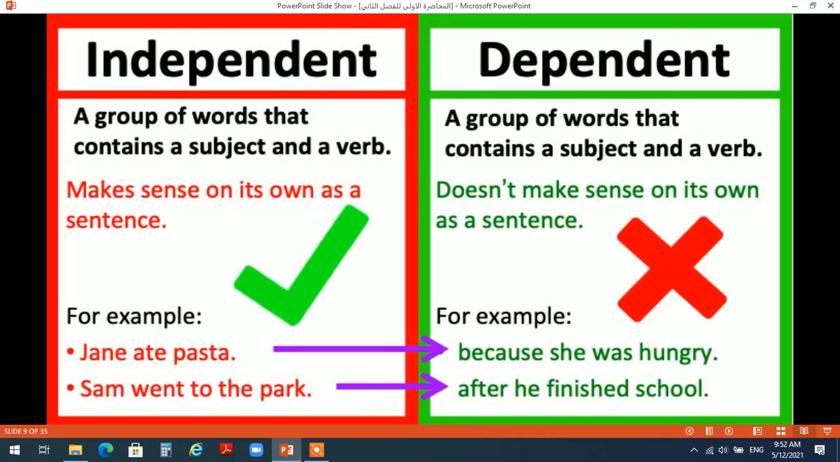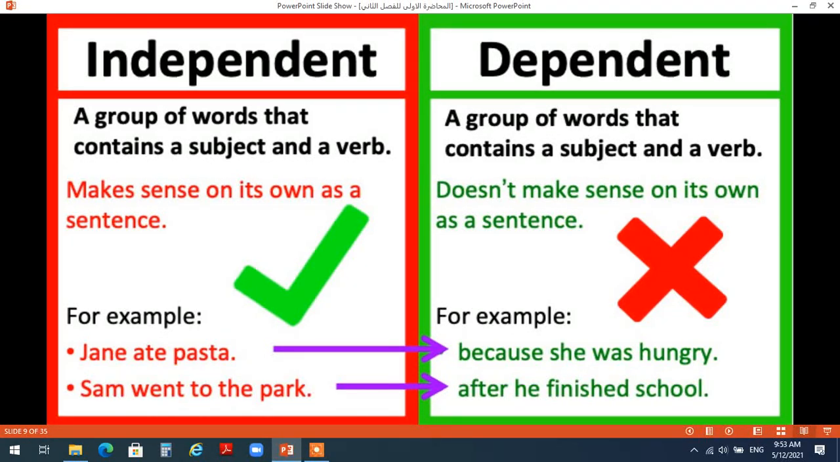For example, Jane ate pasta or Sam went to the park. هذا هو عبارة عن independent clause وهو في نفس الوقت جملة مكتملة المعنى. أما فيما يخص dependent clause it doesn't make sense on its own as a sentence. إذن العبارة غير المستقلة لا يمكن أن تكون عبارة قائمة بحد ذاتها لأنه معناها لن يكون معنى مكتمل.